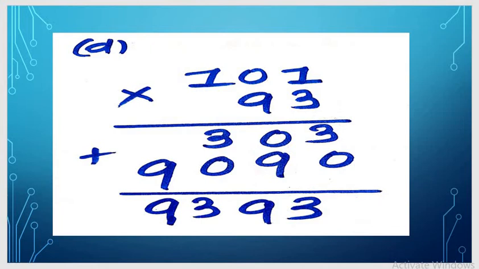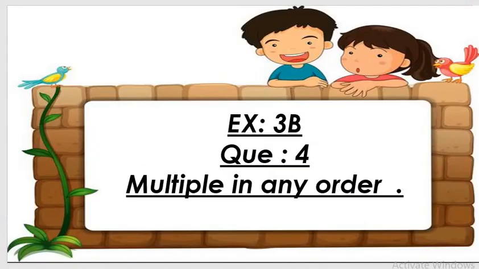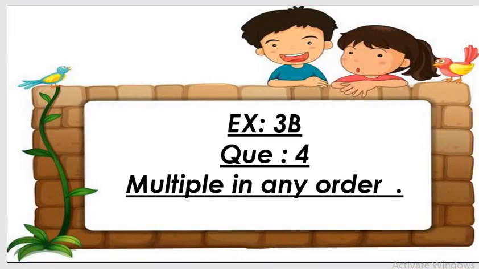Now we move on to question number 4. What is question number 4? Let's check here. Question number 4 is Exercise 3b, question number 4. Multiply in any order.